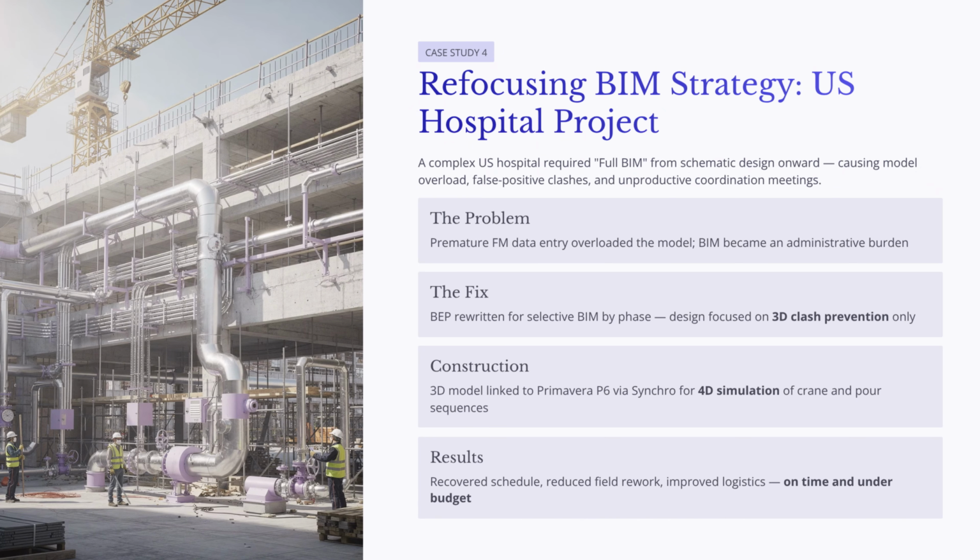This case reinforces the main lesson of the chapter. BIM is most effective when the project team selects the right BIM use for the right phase. The strength of BIM does not come from using every tool at once. It comes from using BIM strategically to support real project decisions.